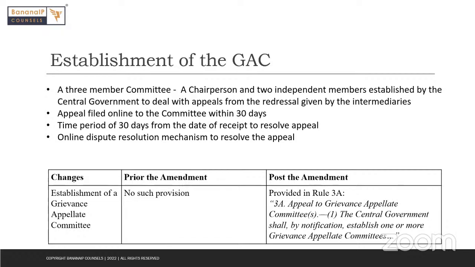They have also given an option of online dispute resolution to resolve these appeals.